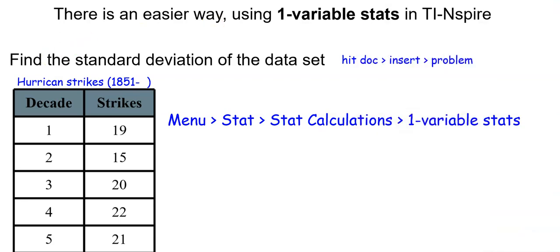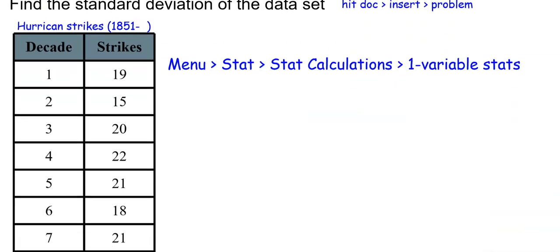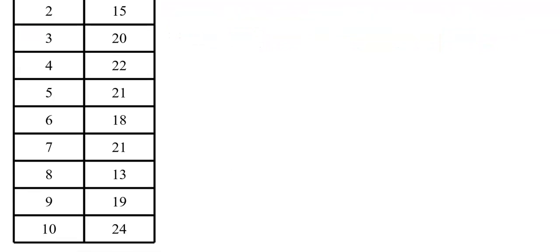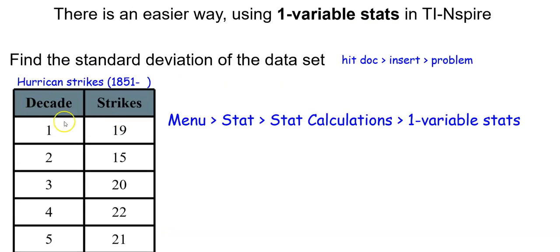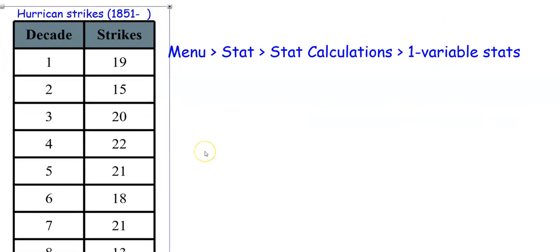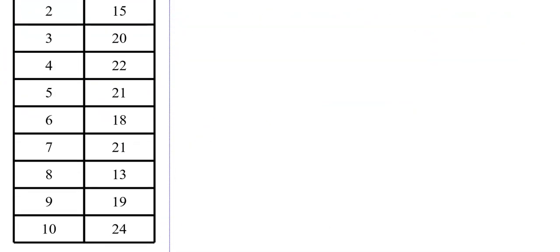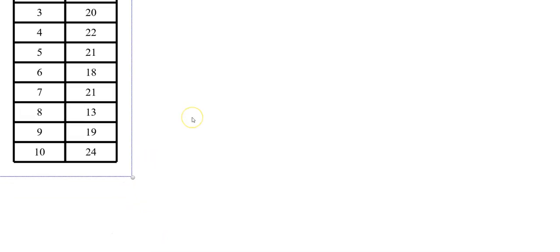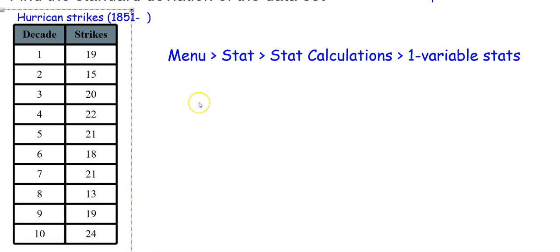So I want you to type and find the standard deviation of this. I don't want you to do it by scratch. I just want you to find it. So let me see if I can make this a little bit smaller. There we go. So you can see it all. Okay, these are hurricane strikes since 1851. Okay, so let's type this data in, and really all I need is the strikes column.